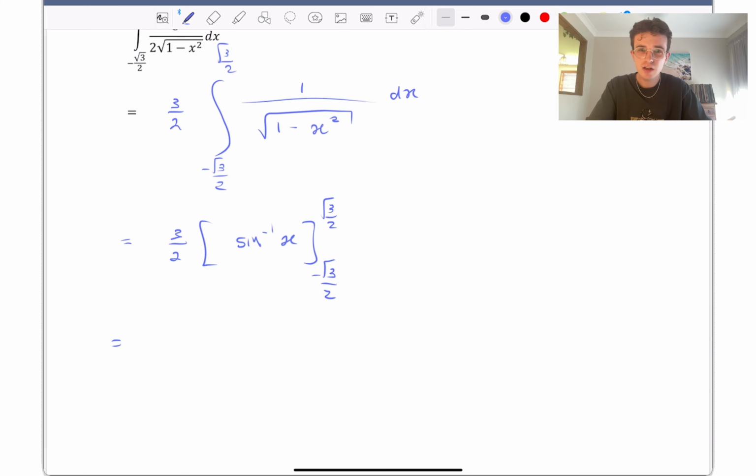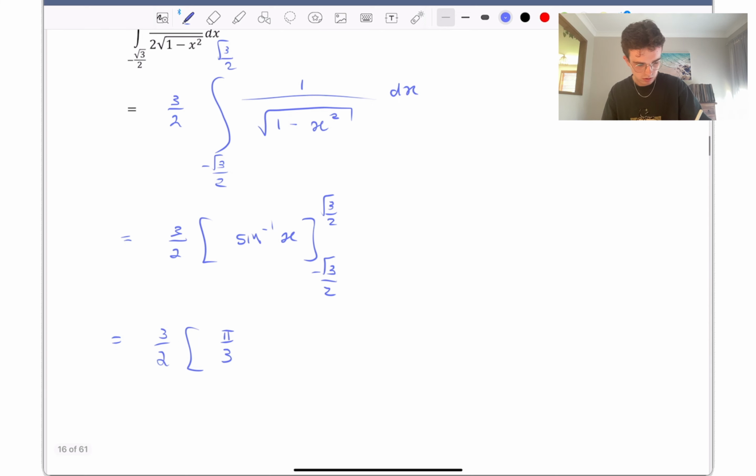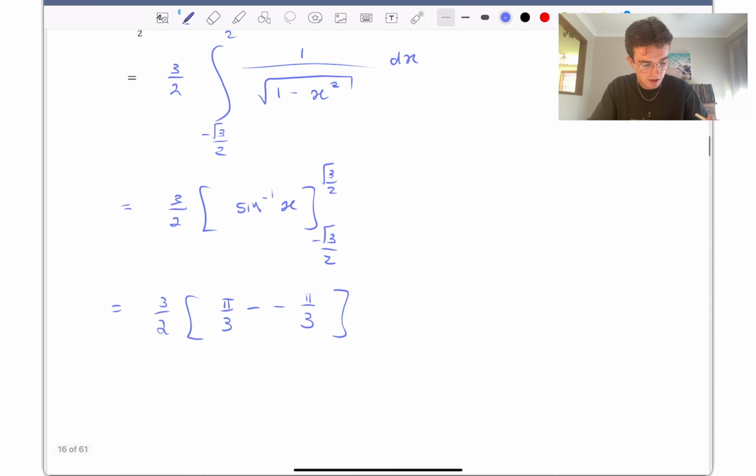So yeah, sine inverse is an odd graph, so when we do this integral, it's just going to end up being 0. But so 3 on 2 times, now sine inverse of root 3 on 2, let's check what you are. Sine inverse of root 3 on 2 is pi on 3. And sine inverse of minus root 3 on 2 is minus pi on 3. Oh, ignore me. This is not going to be 0. Don't know what I was doing.